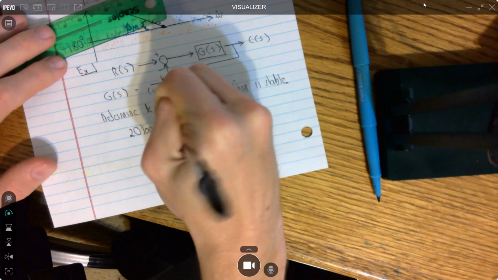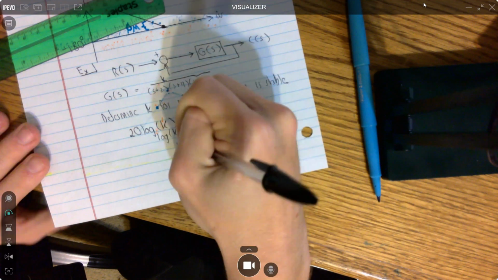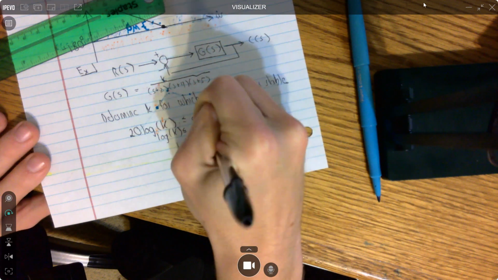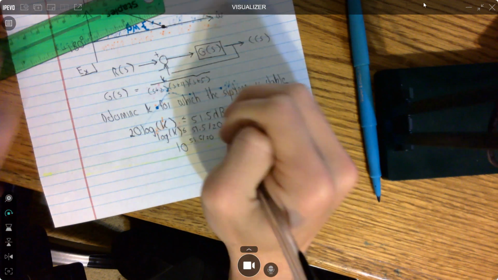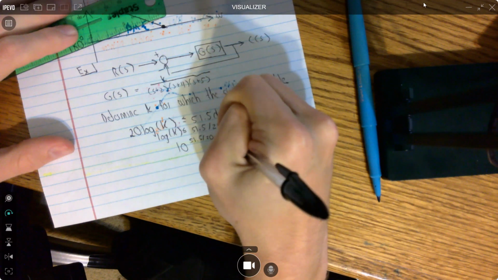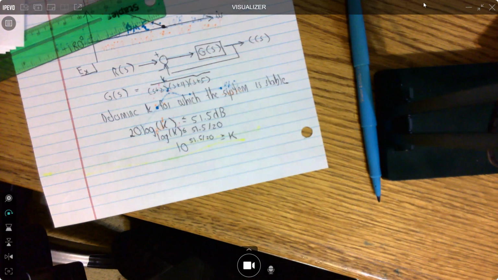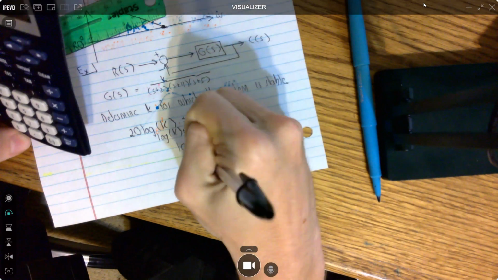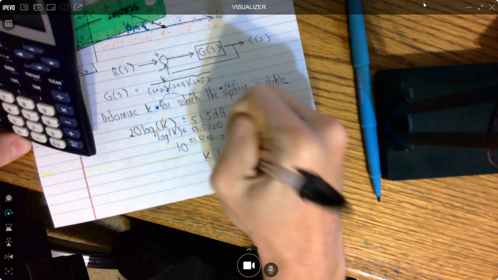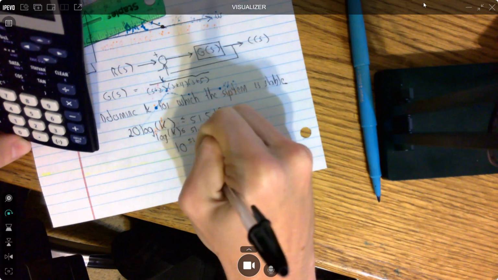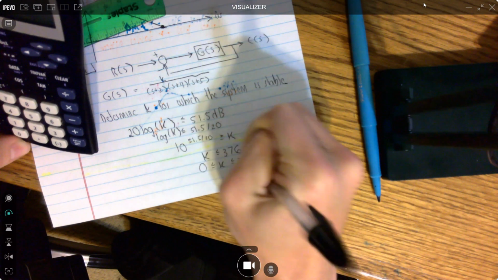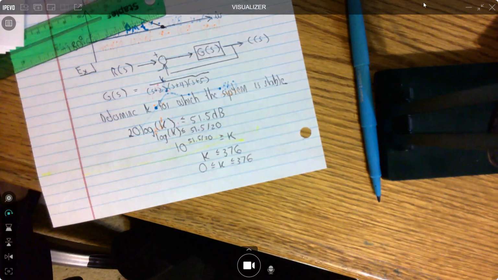And then remember log, if you do 10 to the power of 51.5 divided by 20, in order to determine what K can go up to, we get 376 about. Remember, your K starts from 0 and it goes up to that point. That's the max you can hit. And so that's about the max gain we can apply.